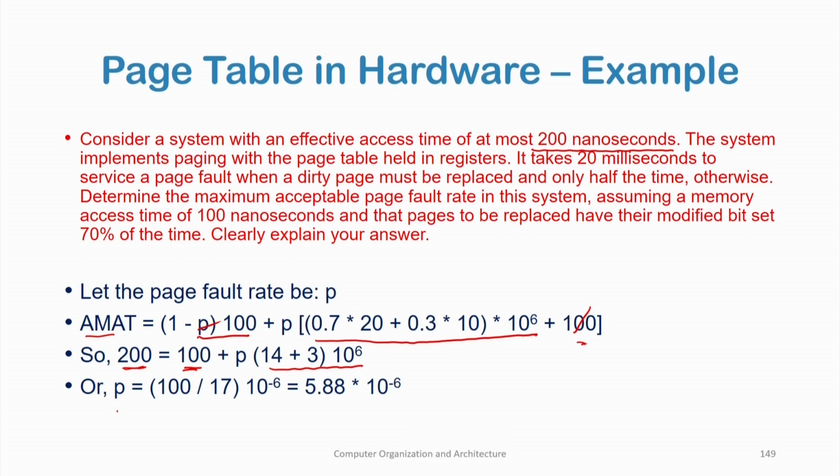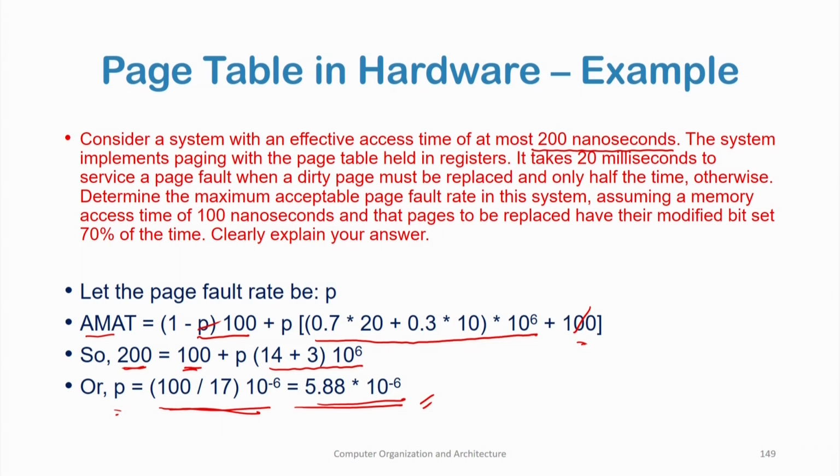Therefore, p is given by 100 by 17 into 10 to the power minus 6, or 5.88 into 10 to the power minus 6. So, what this means is that if the page fault rate is at most 5.88 into 10 to the power minus 6.